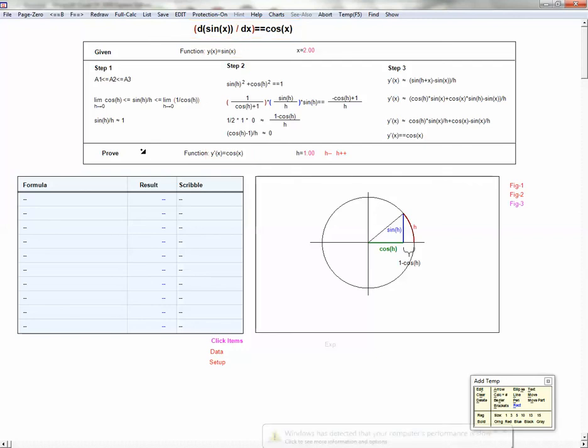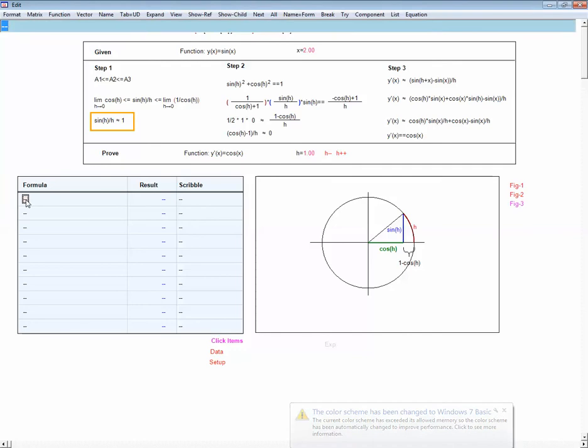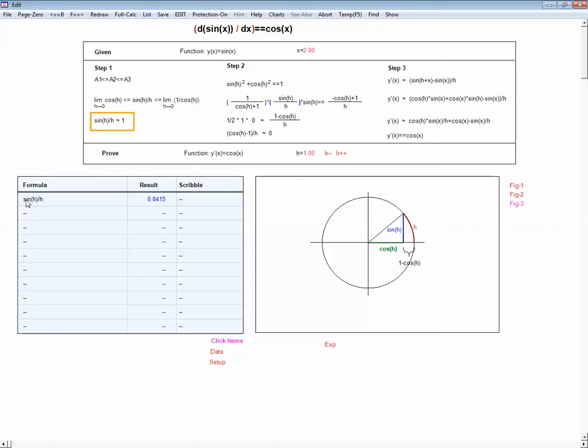Our first step is to prove this limit here. This little squiggly means that this formula on the left is approximately equal to 1 when h is small, and as h goes to 0, sine of h over h actually goes to 1. So let's look at the numerical value of that formula. If we look at sine of h over h, right now it's not 1, but if I make h smaller and smaller, it approaches 1.